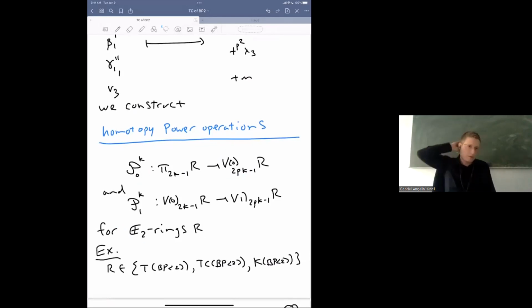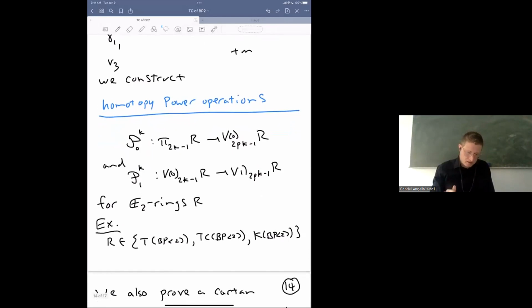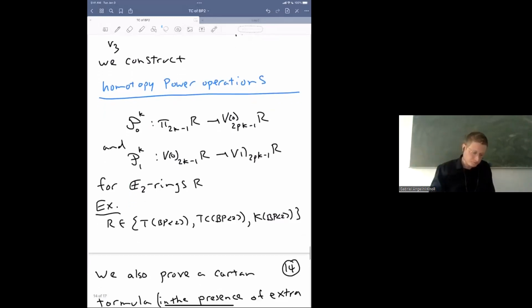So in the paper by Ausoni and Rognes from 2002 on algebraic K-theory of topological K-theory, they compute similar power operations to these for E infinity rings. So why E2 here? Well, when you take topological Hochschild homology of BP<2>, which is an E3 ring, you decrease the n by 1. So topological Hochschild homology of BP<2> is an E2 ring. I think of this as Deligne's conjecture, even though Deligne's conjecture was about topological Hochschild cohomology.